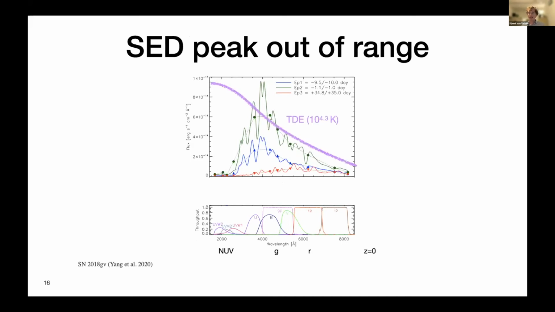This is a spectrum of a typical tidal disruption event. So there is a lot of light here, much more light in the UV compared to supernovae. The peak is in the near UV. But now at redshift 2, this is the y band, which is the bluest band of the deep survey of Rubin. So we're not really sampling the peak of the SED with these Rubin observations. So that is something to keep in mind when you do classification.